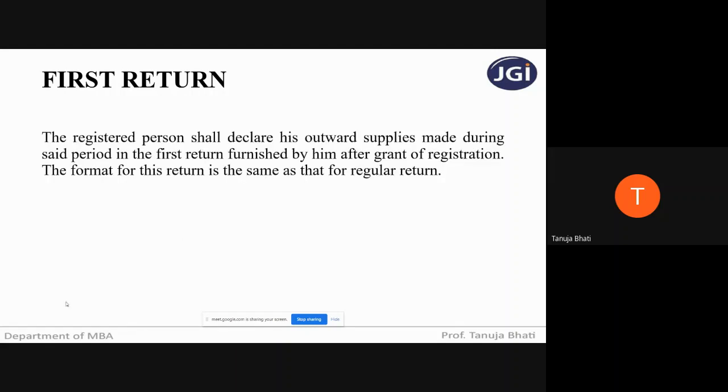So the registered person shall declare his outward supplies made during said period in the first return furnished by him after grant of registration. The format for this return is same as that for the regular return. So this is the first return that he is required to file under GST. Next.